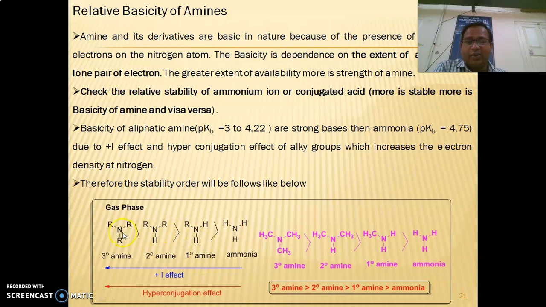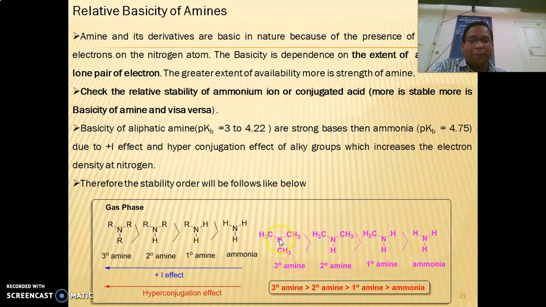So here, if you consider trimethylamine, dimethylamine, methylamine and ammonia, in the tertiary amine the nitrogen is bonded with three methyl groups. We know that the methyl group is an electron donating group, so it donates electron density and the density on the nitrogen increases. We know that basicity depends upon the extent of donation of the lone pair of electrons. If the extent of donation of the lone pair is greater, the basicity increases.